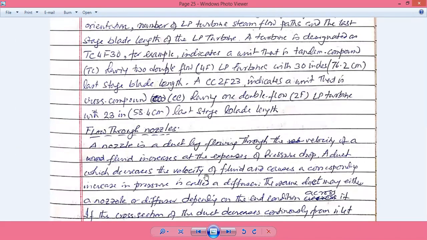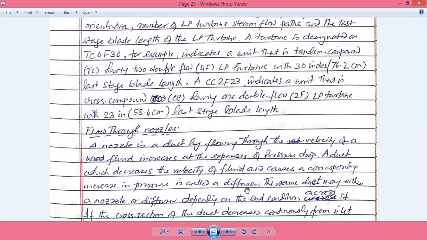Now, here velocity is created, or the velocity of the fluid is increased, at the expense of the pressure drop of the concerned fluid itself. A duct which decreases the velocity of the fluid and causes a corresponding rise in pressure is called a diffuser.